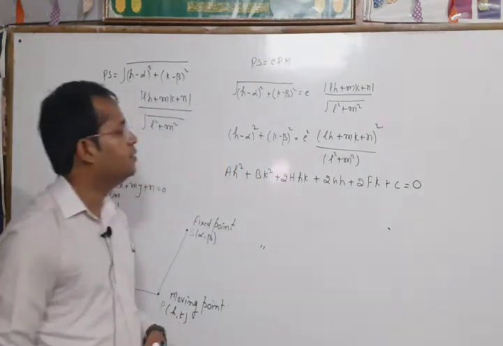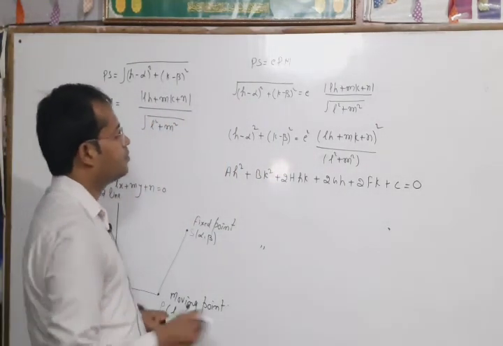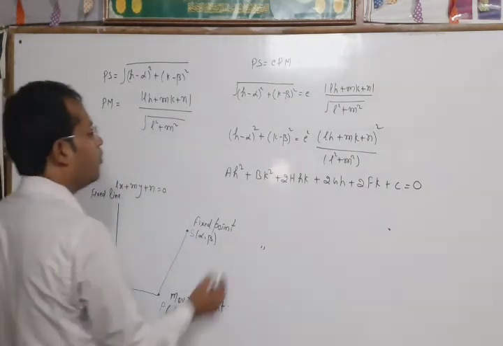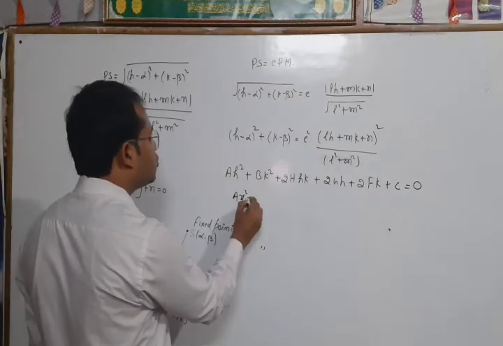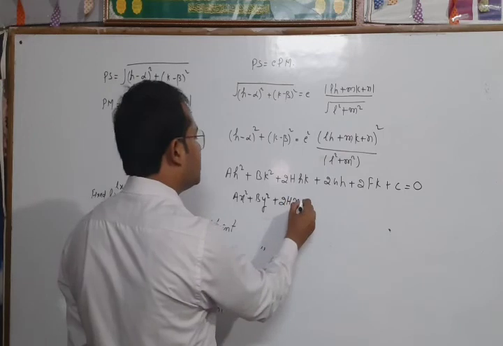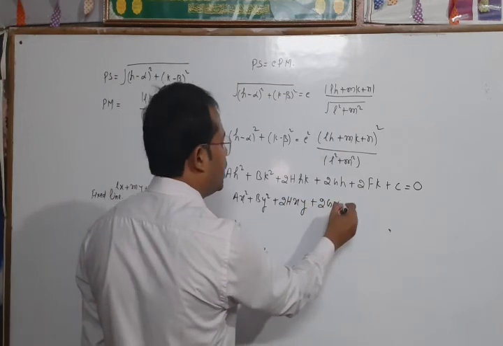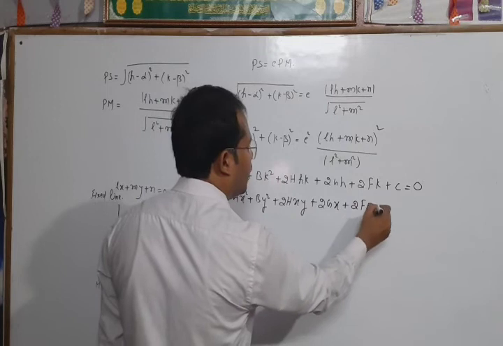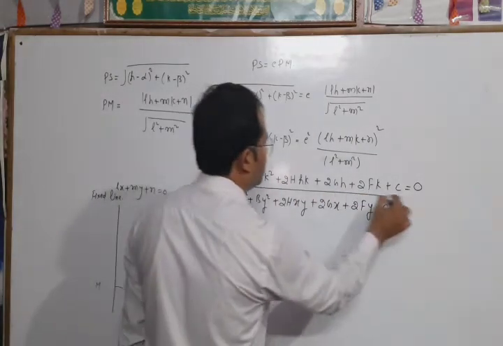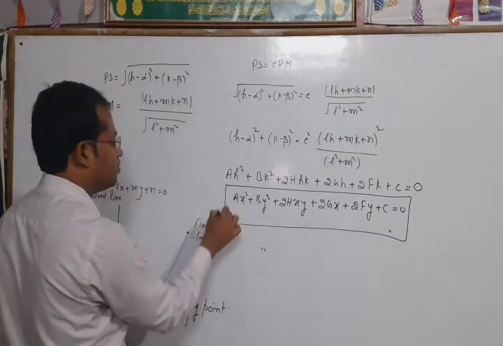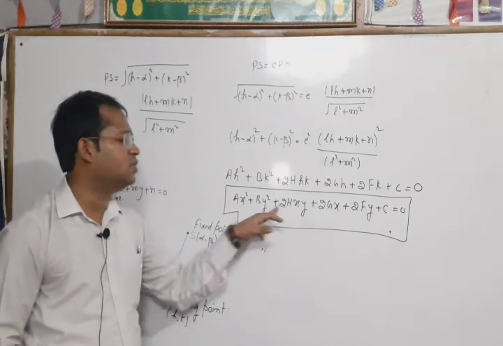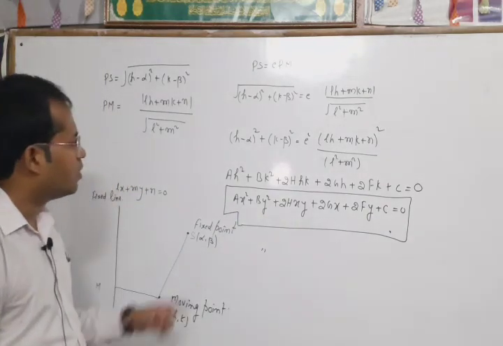How to find the locus: h comma k is replaced by x y because it's a moving point. The general equation is a x square plus b y square plus 2h x y plus 2g x plus 2 f y plus c is equal to 0. It is the second degree general equation. You can see that in the book small a, b, c, d are used for the equation.